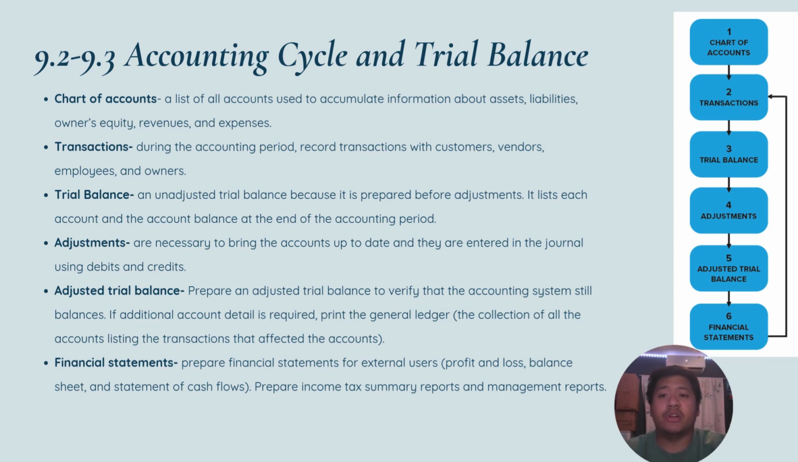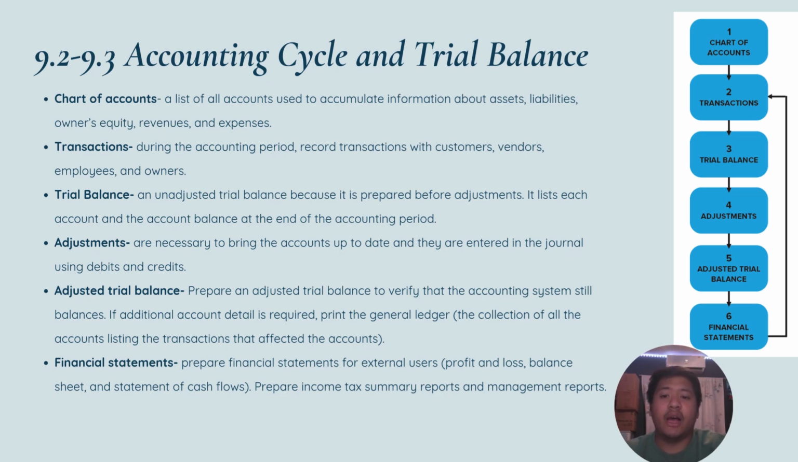Now, it all starts with the chart of accounts, which is a list of all accounts used to track financial information. And these accounts help accumulate data about assets, liabilities, owner's equity, revenues, and expenses. The chart is created when the business is first established and serves as the foundation for the entire accounting system. Now, throughout the accounting period, transactions are recorded, and these transactions can involve customers, vendors, employees, or owners, and each transaction affects the account. Next comes the trial balance.